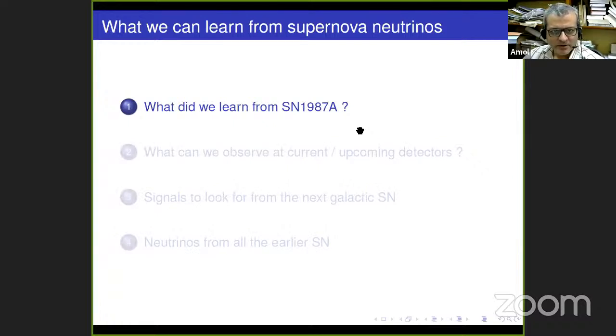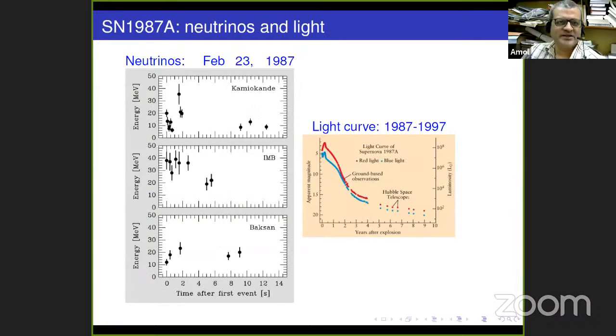So we saw these two figures, these two plots, and let's look at them in detail. There were three detectors which observed this burst: Kamiokande, IMB, and Baksan. Each of the points that you see is one neutrino. Kamiokande observed about 11 neutrinos, IMB observed some 8 or so, and Baksan observed 5. So information is quite meager actually.